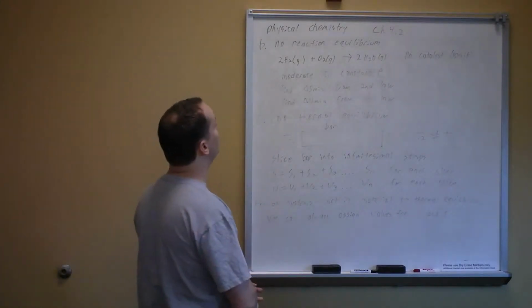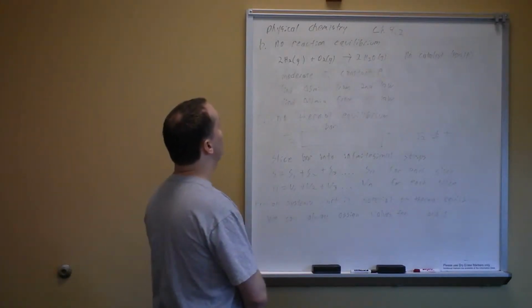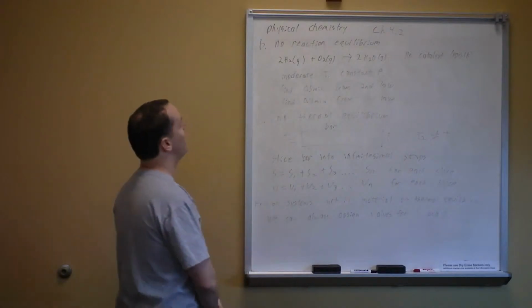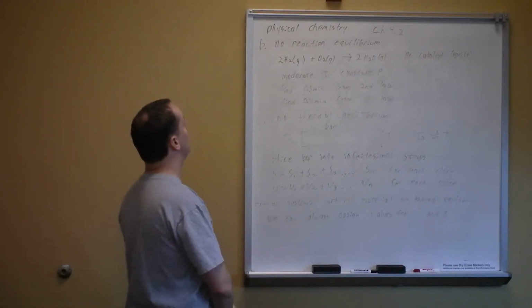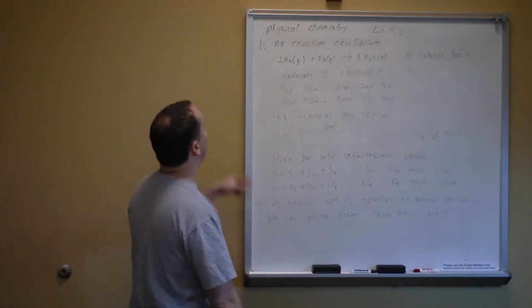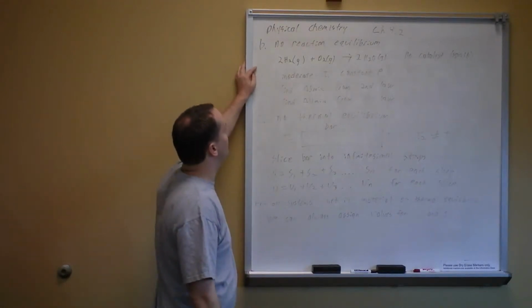Continuing next, physical chemistry, chapter 4, section 2. We're looking at what happens if you don't have reaction equilibrium. Now, the second one we're looking at is no reaction equilibrium.